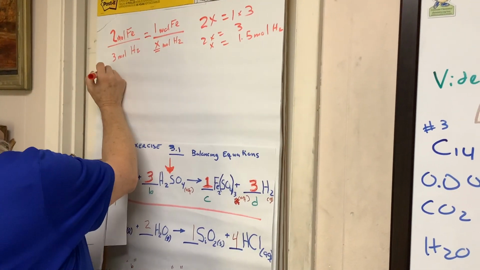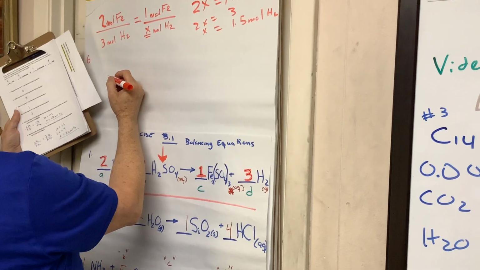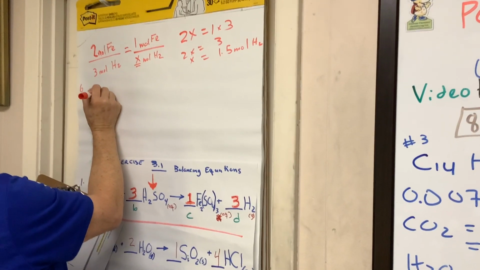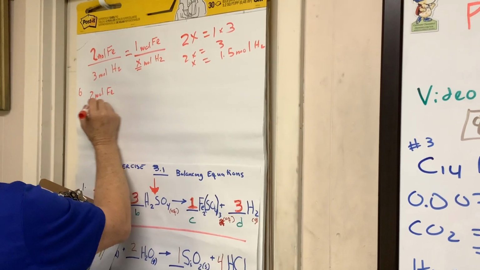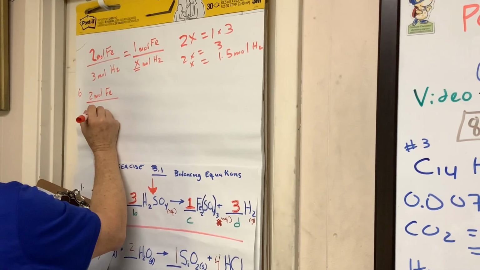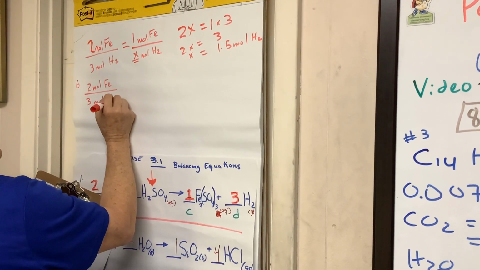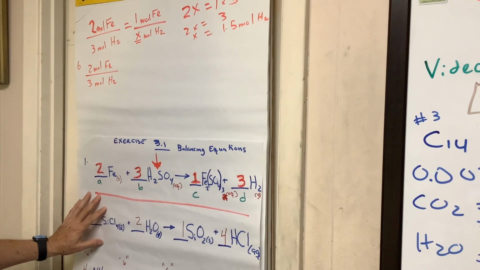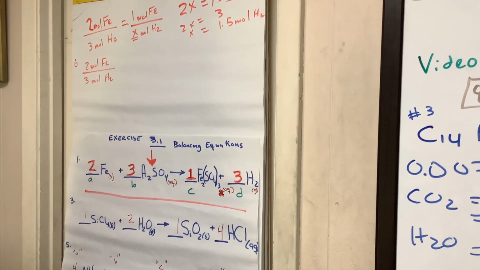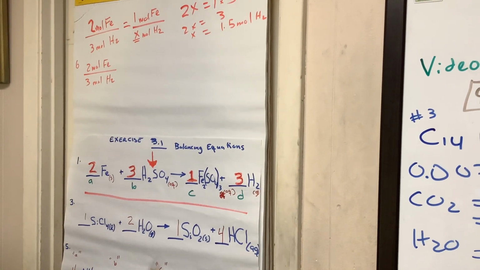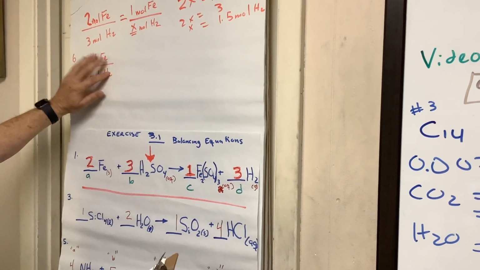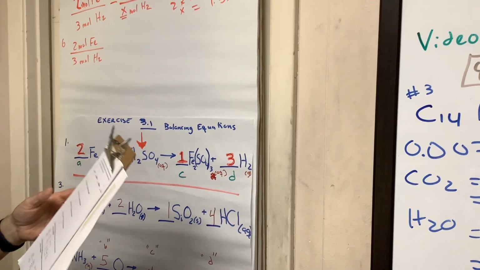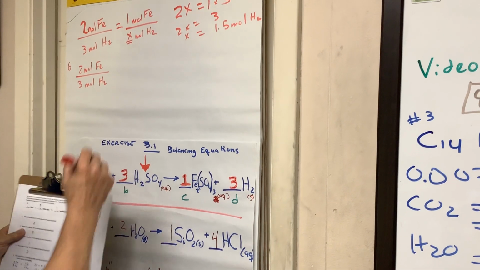For number 6, let me keep setting these ratios up. This is going to be a constant. 2 mole of Fe reacts to give 3 mole of H2. That is my mole ratio for this balanced equation. It's the value I'm going to use every time. And it doesn't matter which one's on top, because when I cross multiply, it's all going to work out, as long as I keep my next one the same.